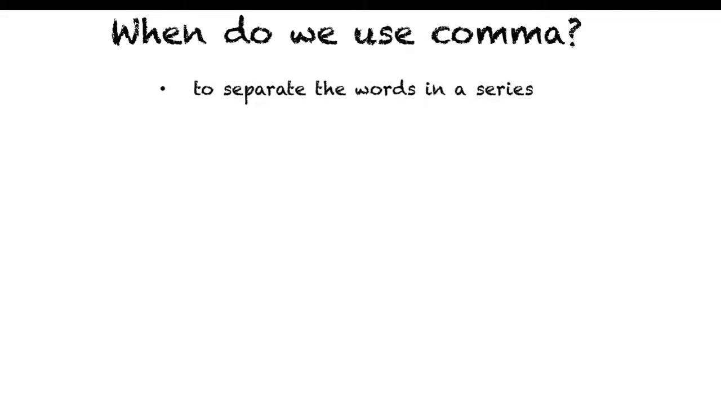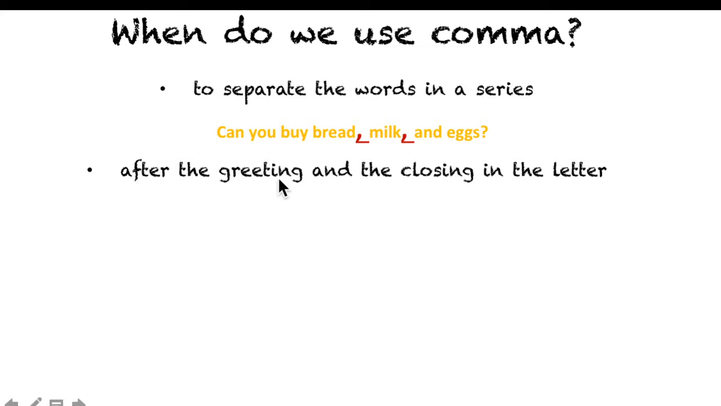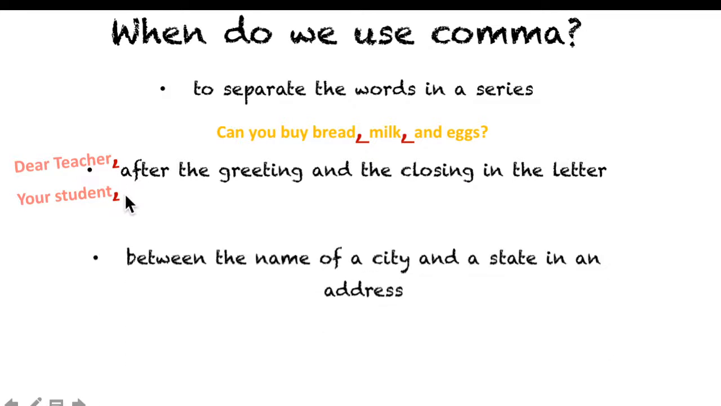So when do we use a comma? To separate the words in a series, like in this sentence: Can you buy bread, milk, and eggs? These are things that you're going to buy, so separate them using the comma. The last comma comes before the word and. After the greeting and the closing in a letter, like when you have Dear Teacher, you have to put the comma. Your student, then you have to put the comma following your name.